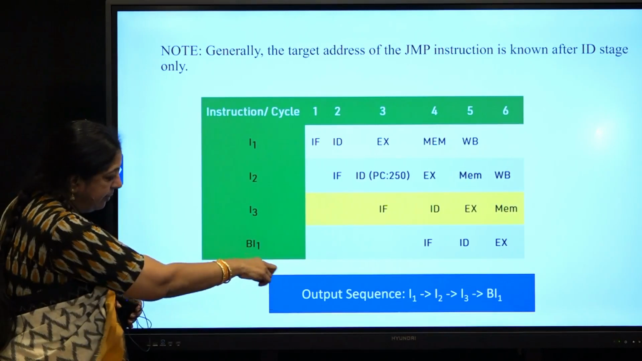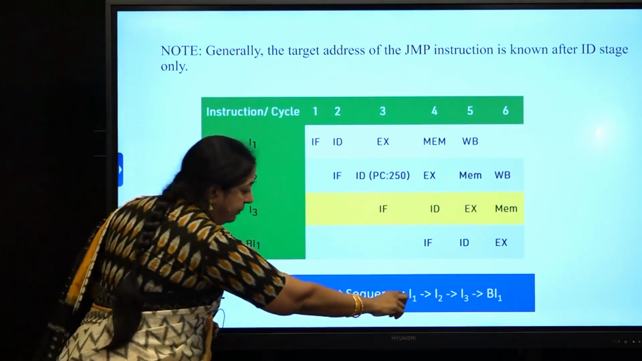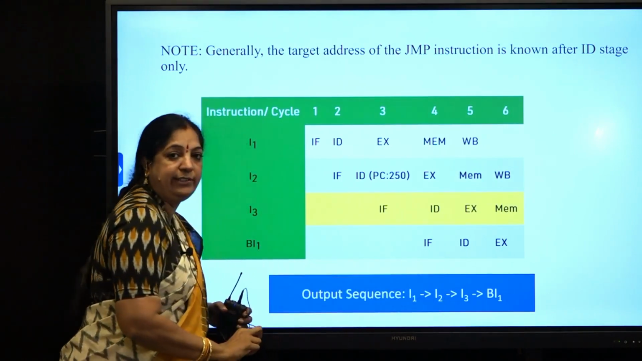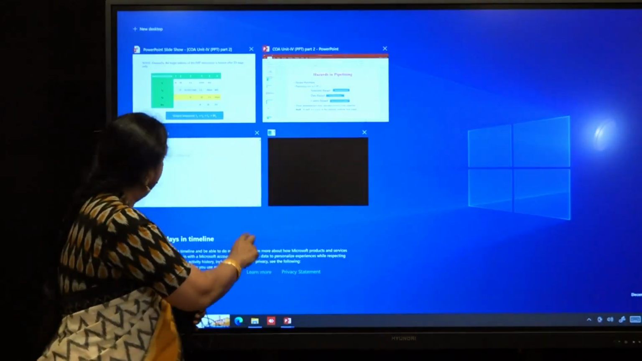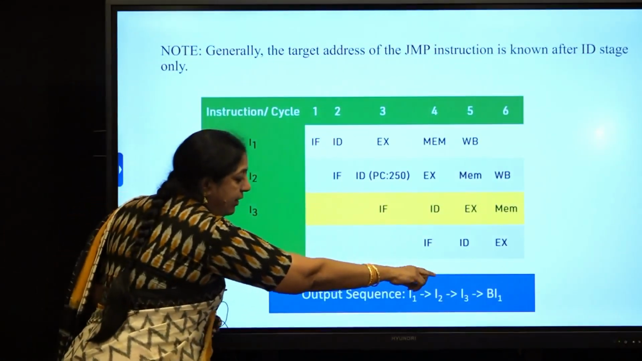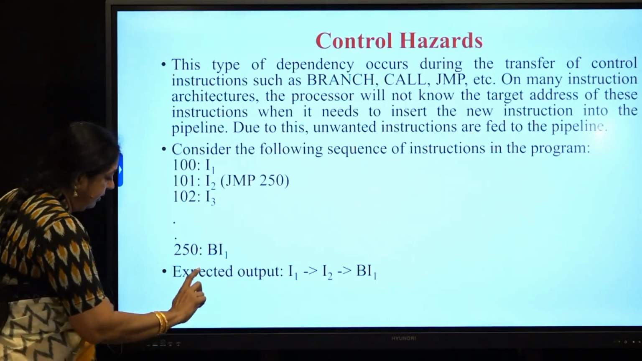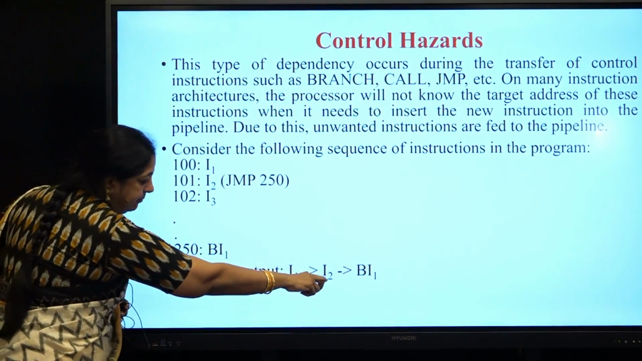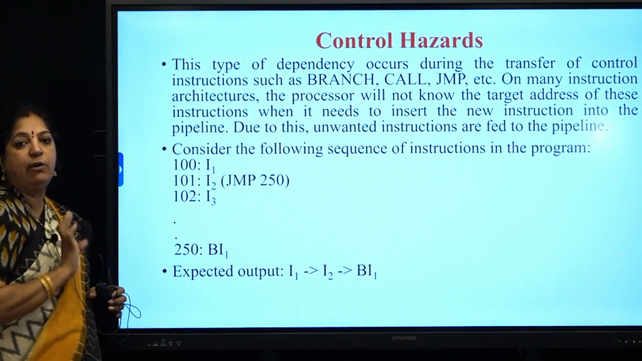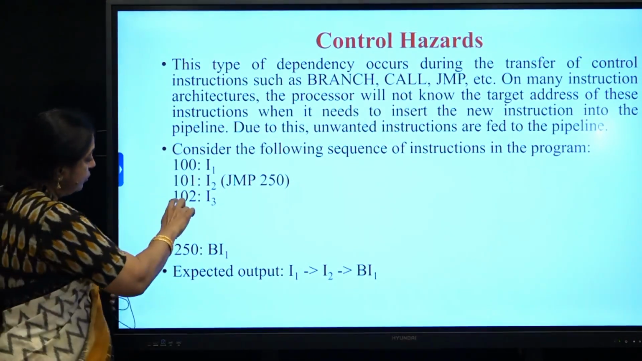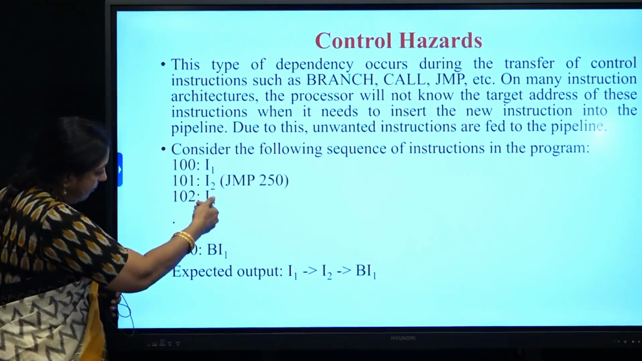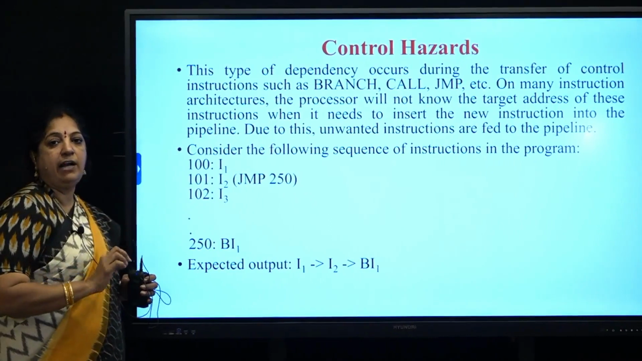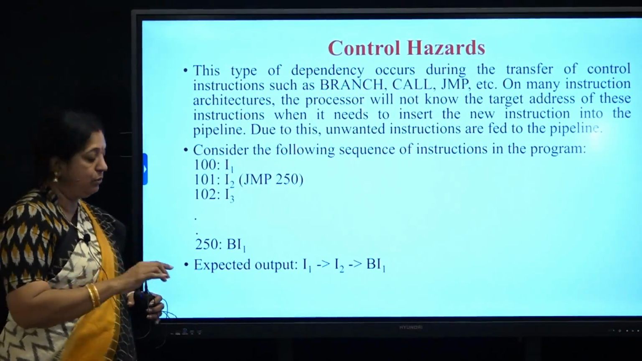Now what will be the sequence? From instruction 1, next instruction 2, next we have started instruction 3, and then came to know that it is a branch operation and we have gone to BI1. But the expected output is: first instruction 1, instruction 2, and from there directly we have to go to BI1. If we take some more steps in between, whatever instructions we have in between, we have to skip them, we should not do that.